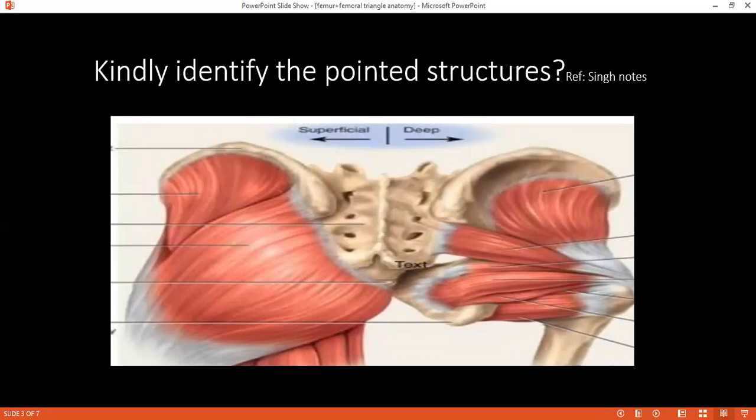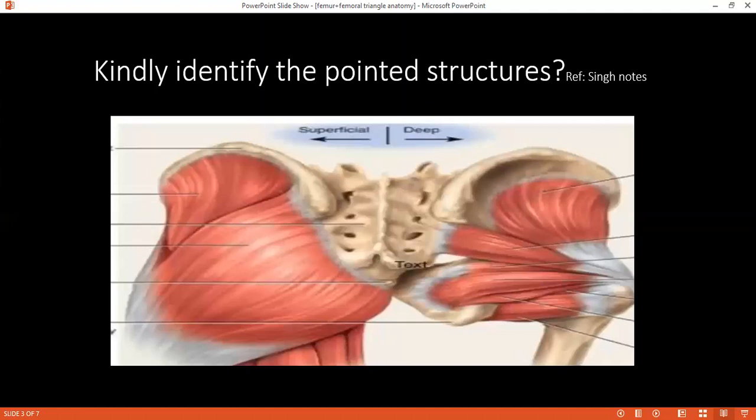Can you please tell me the attachment of Quadratus femoris, and which one is it, if you can identify? It's the second muscle from the piriformis, below the piriformis. It's this one. Can you please tell me the origin and insertion of Quadratus femoris? It arises from the lateral border of the ischial tuberosity, and it is inserted into quadrate tubercle on the posterior part of the femur.